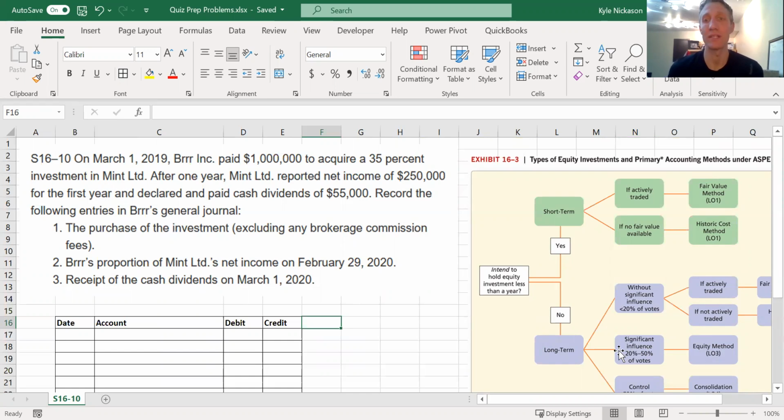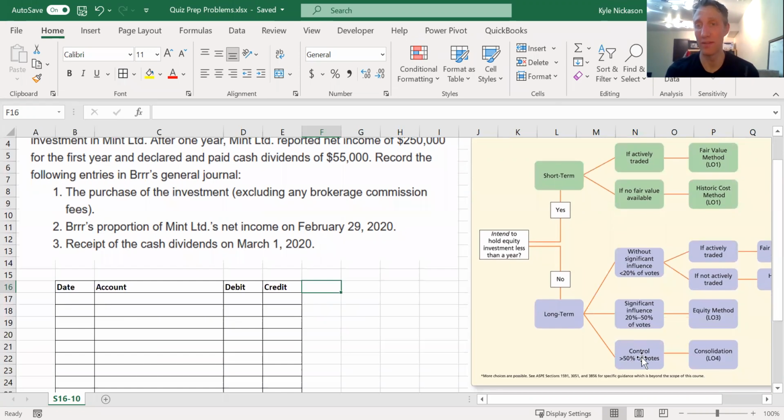But the reason that there is a range here is because maybe this organization, Burr Incorporated, owns 35%, but maybe there's another shareholder, and that other shareholder owns 65%. If the other shareholder owns 65%, that other shareholder has control, which means that any other shareholder cannot significantly influence the organization. But here we're not given any other information about any of the other shareholders, so we're going to use the equity method of valuation.